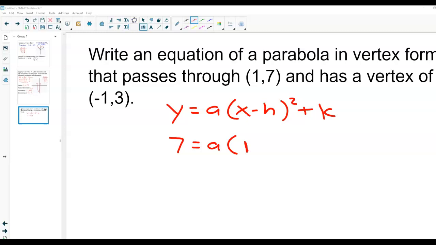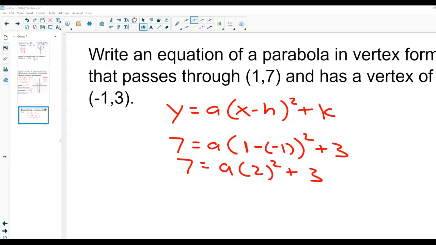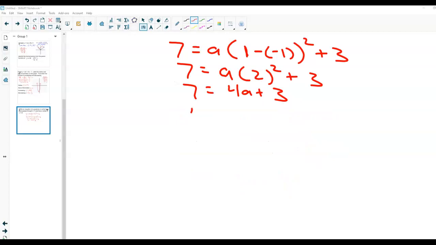My vertex is a specific point represented by h and k. 1 minus a -1 squared plus 3. Okay? So when I go through this, it's 7 equals a times 1 minus a -1, which is 2, squared plus 3. You've got to do the square. So 2 squared, it's 4a plus 3. We subtract 3 on both sides. We get 4 equals 4a. My a actually equals 1. It actually works out very nicely.